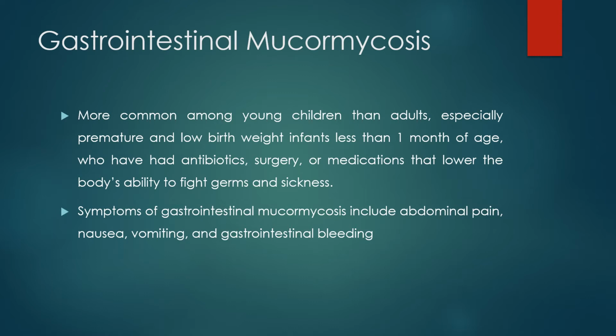Gastrointestinal mucormycosis is more common among young children than adults, especially premature and low birth weight infants less than 1 month of age, who have had antibiotics, surgery, or medications that lower the body's ability to fight germs and sickness. Symptoms of gastrointestinal mucormycosis include abdominal pain, nausea, vomiting, and gastrointestinal bleeding.